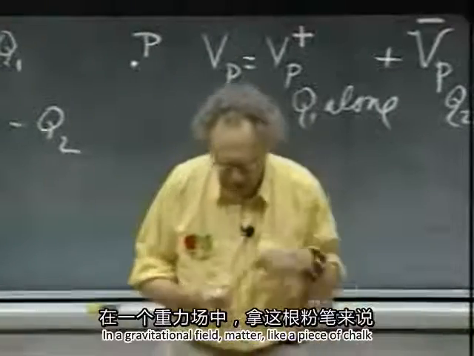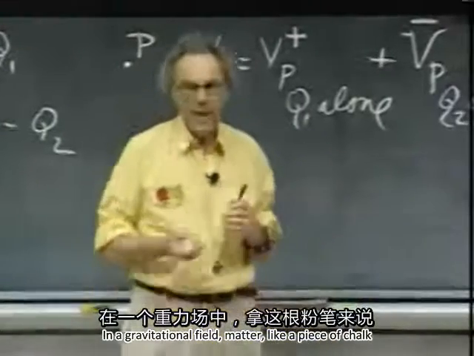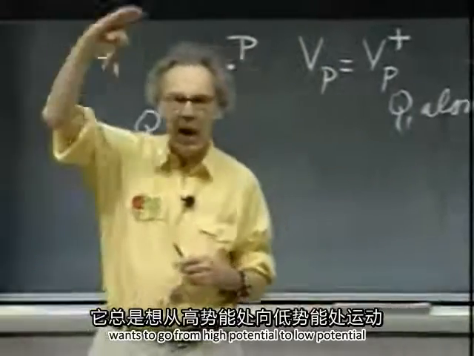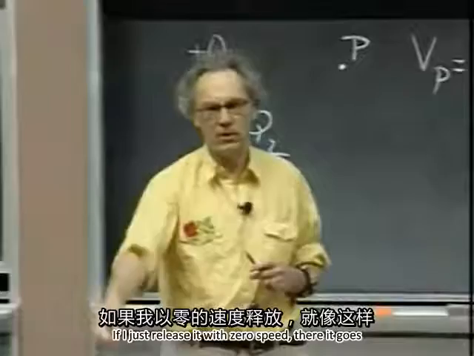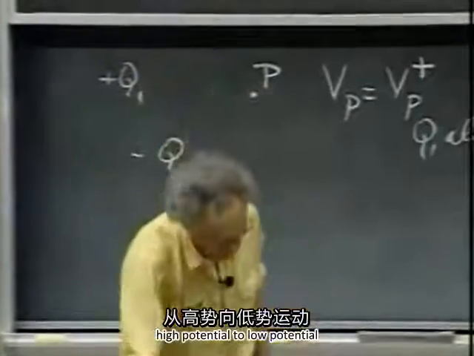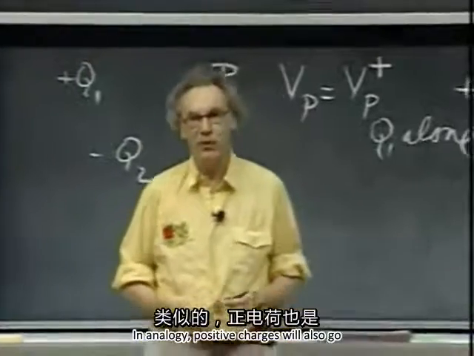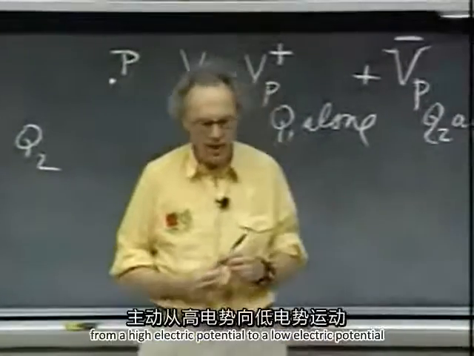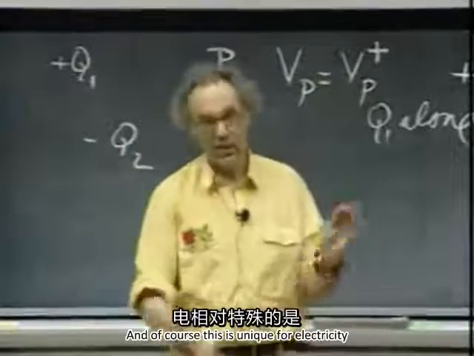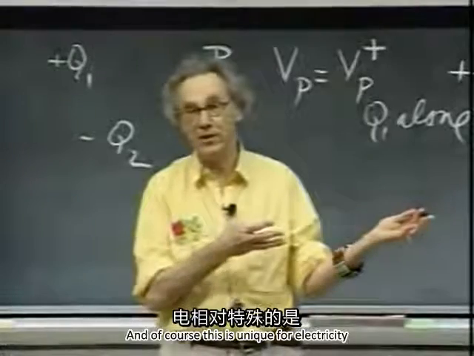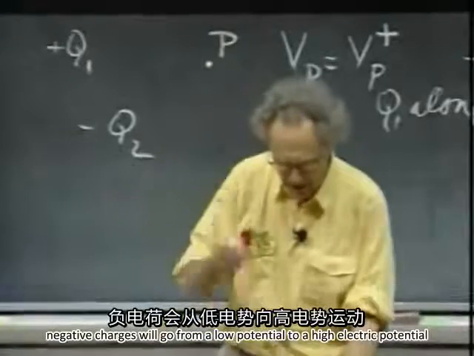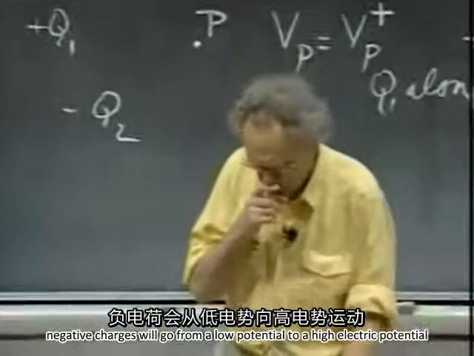In a gravitational field, matter, like a piece of chalk, wants to go from high potential to low potential. If I just release it with zero speed, there it goes, from high potential to low potential. In analogy, positive charges will also go from a high electric potential to a low electric potential. And of course, this is unique for electricity: negative charges will go from a low potential to a high electric potential.